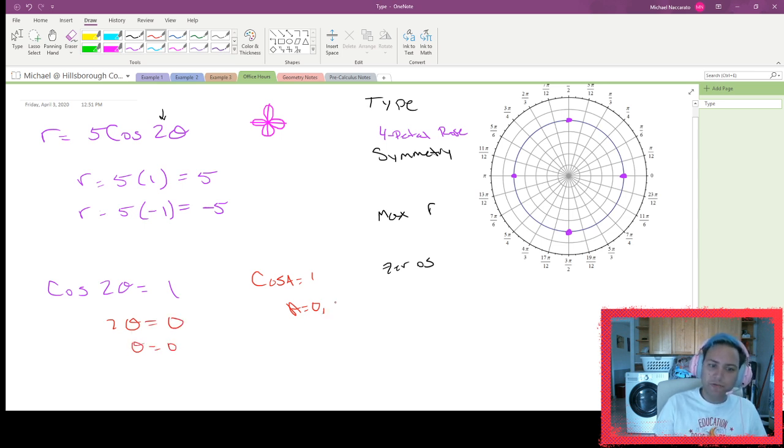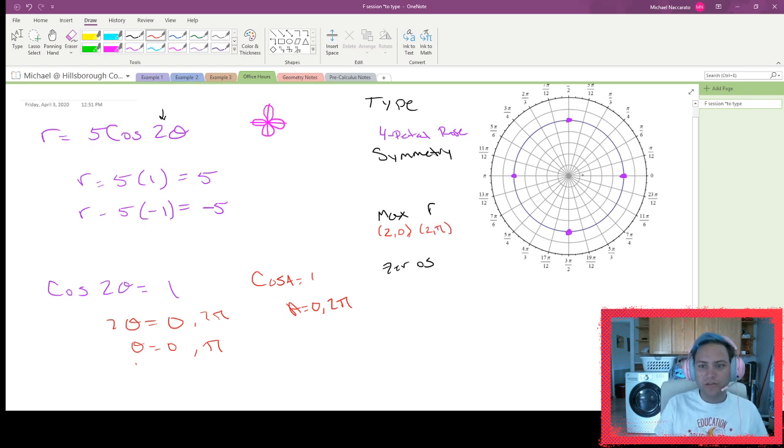Well, what's another name for 0? 2 pi. So I can come over here and I can say 2 theta equals 2 pi. Again, divide by 2, and I get pi. So I have two solutions there. It's going to be positive 2 at 0 and pi. So my max R values would be 2 when I rotate 0 and 2 when I rotate pi.